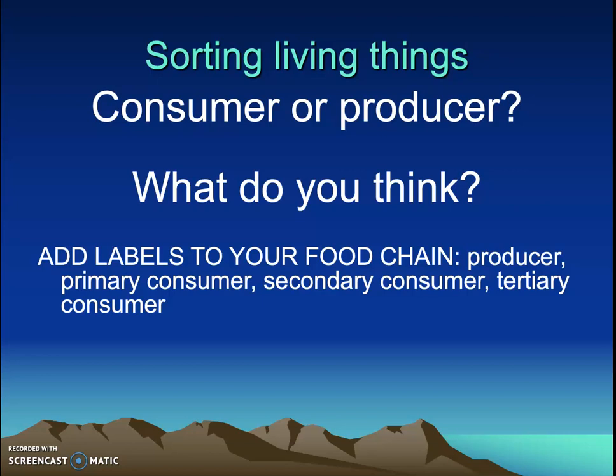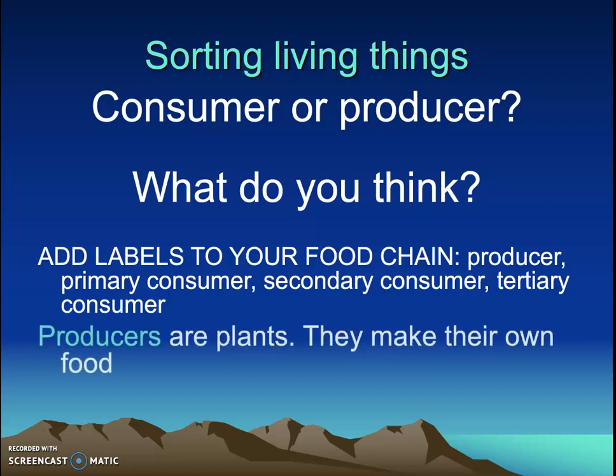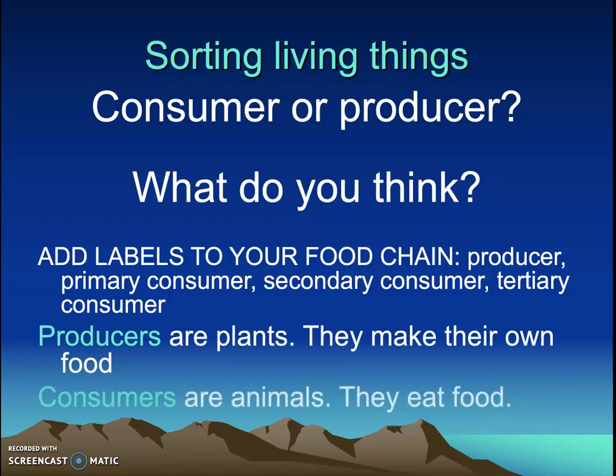Okay, you can do that for all the food chains that you have written out today. So the Hampstead Heath one, and also your own one that you wrote towards the beginning of the lesson. See if you can add the labels to those food chains now. Remember that producers are plants, they make their own food. Consumers are animals, they eat food.